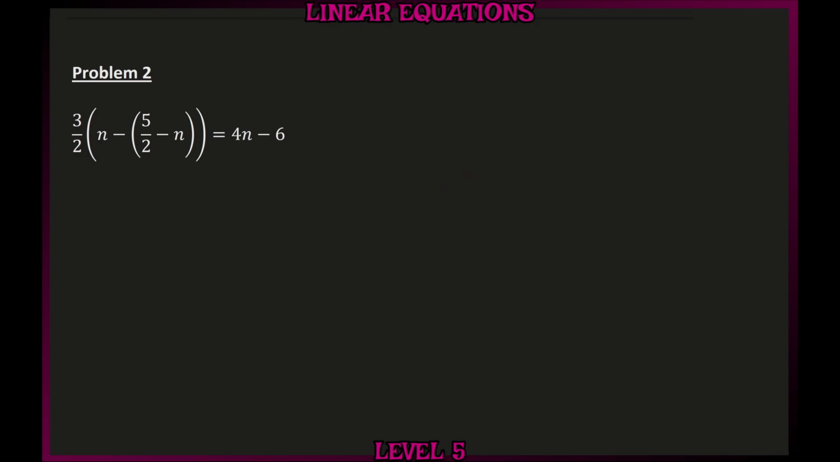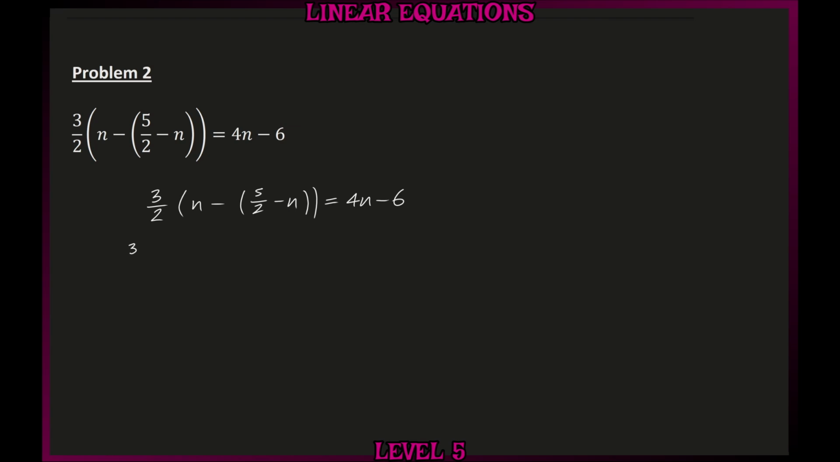In problem 2, we're solving the equation 3 over 2 multiplied by n minus 5 over 2 minus n, is equal to 4n minus 6. Now on the left hand side, we have brackets inside other brackets. So we're going to start on the inside and work our way out.